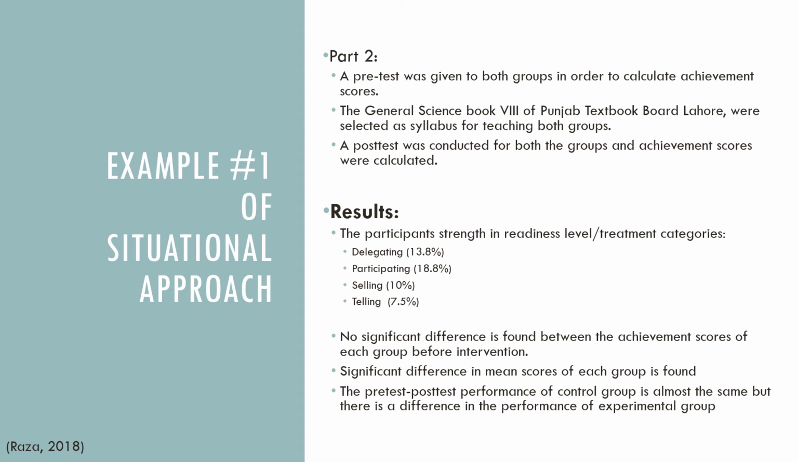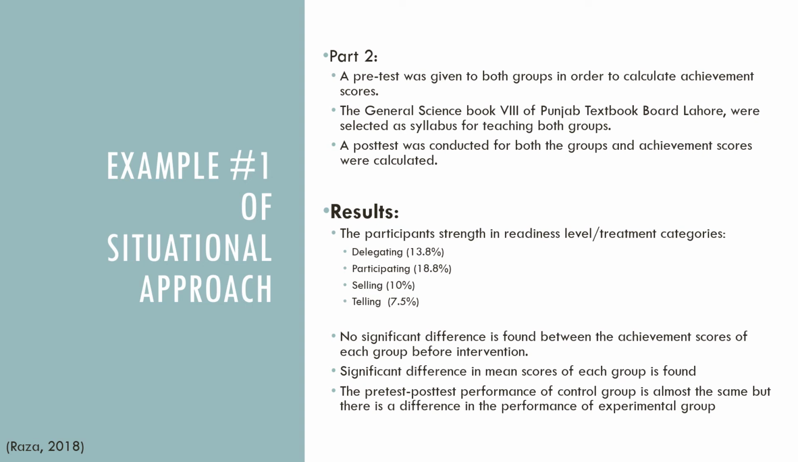So the results showed that the participants' strength and readiness level / treatment categories were 13.8% delegating, 18.8% participating, 10% selling, and 7.5% telling. There was no significant difference found between the achievement scores of the control and the experimental group, but there is a significant difference in mean scores of the control group and the experimental group.